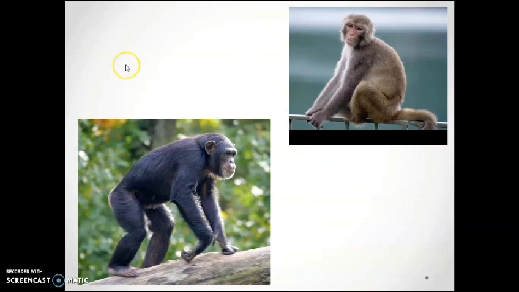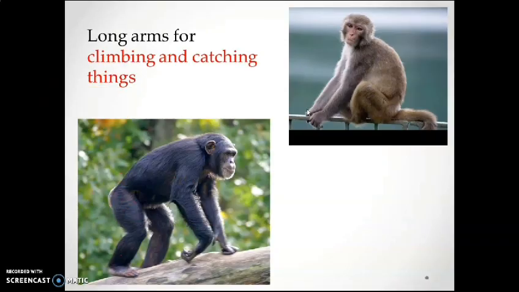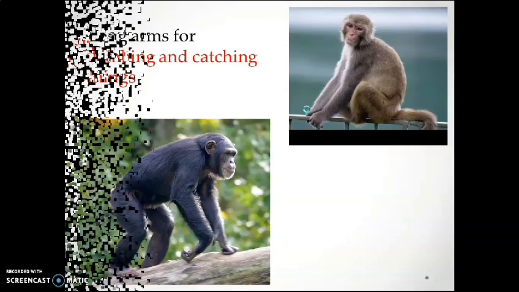In gorillas and monkeys, the front limbs are modified into long arms for climbing and catching things.